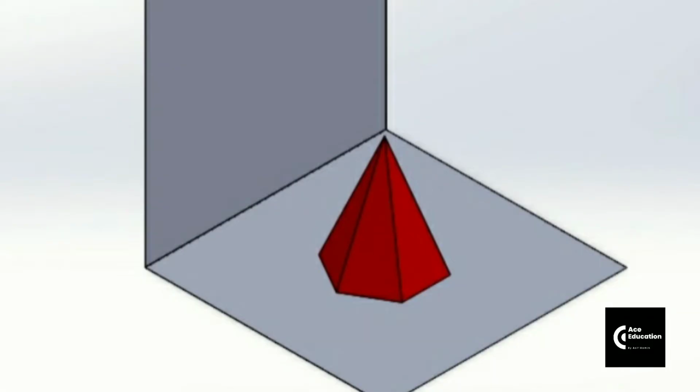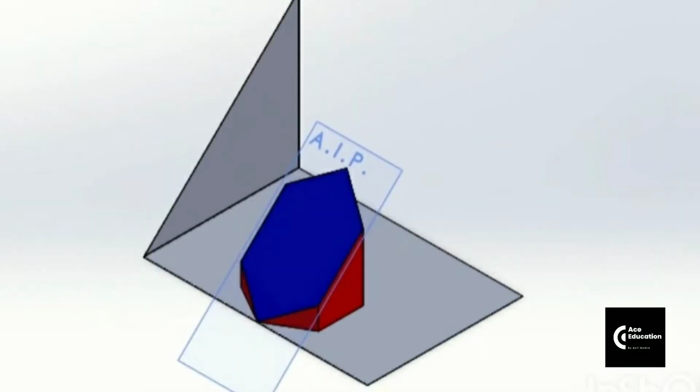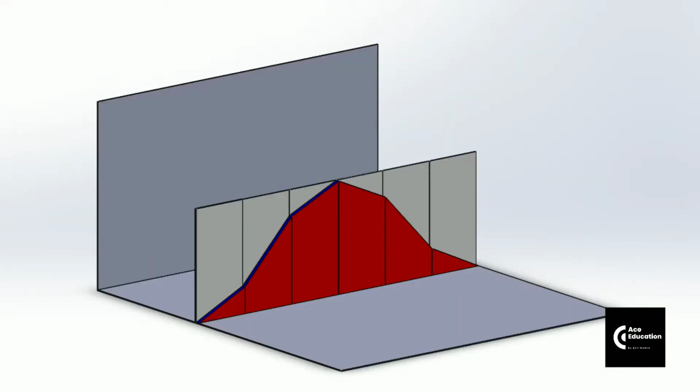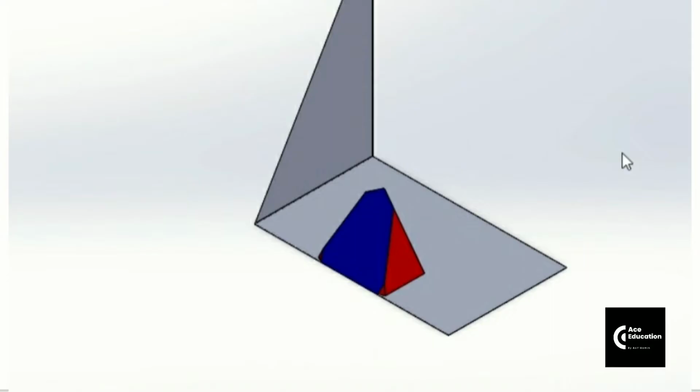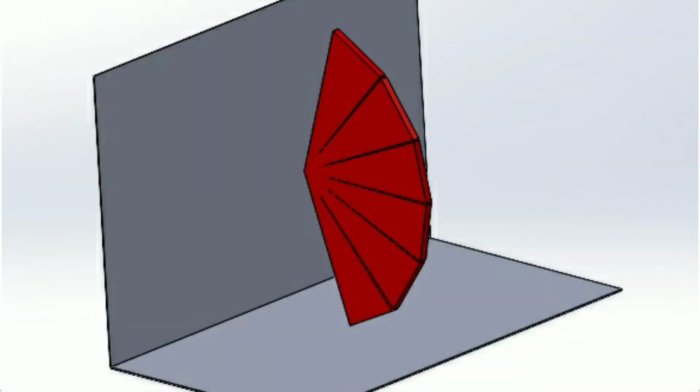In this video we are going to see the section of solids and development for a pyramid. Like last video, we have seen how a prism can be cut with the help of AIP, that is auxiliary inclined plane, and then we have shown the true shape of the section and the development of lateral surface. So in today's video we will see the true shape of the section and development of lateral surface for the pyramid. So friends, let's start with the problem here.